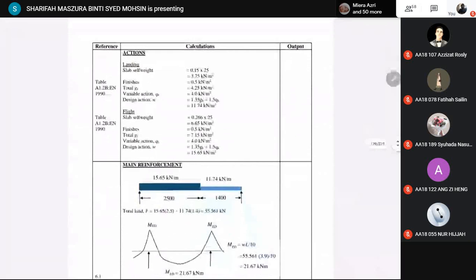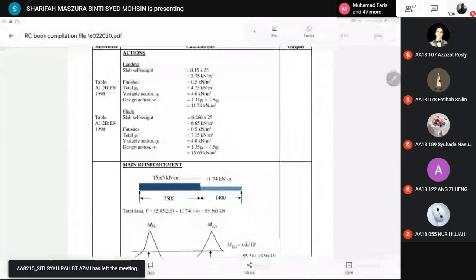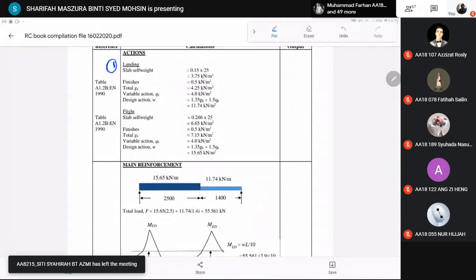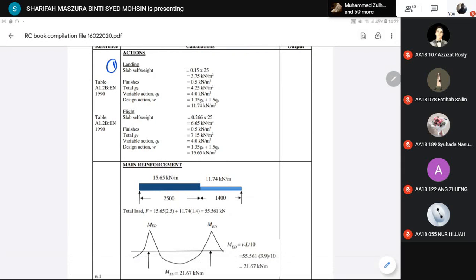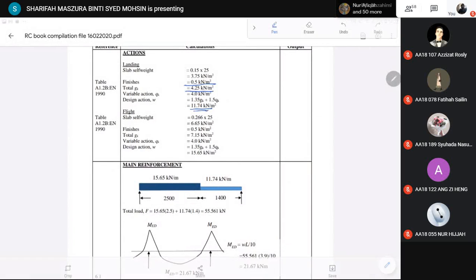So action. We have both landing and also flight. First, for the landing, slab self weight is equal to the thickness of the landing multiplied with the concrete density. So we get 3.75 plus finishes 0.5, we get a total of 4.25. The variable action given is 4. So 1.35 Gk plus 1.5 Qk, we get 11.74 kilonewton per meter square for the landing.